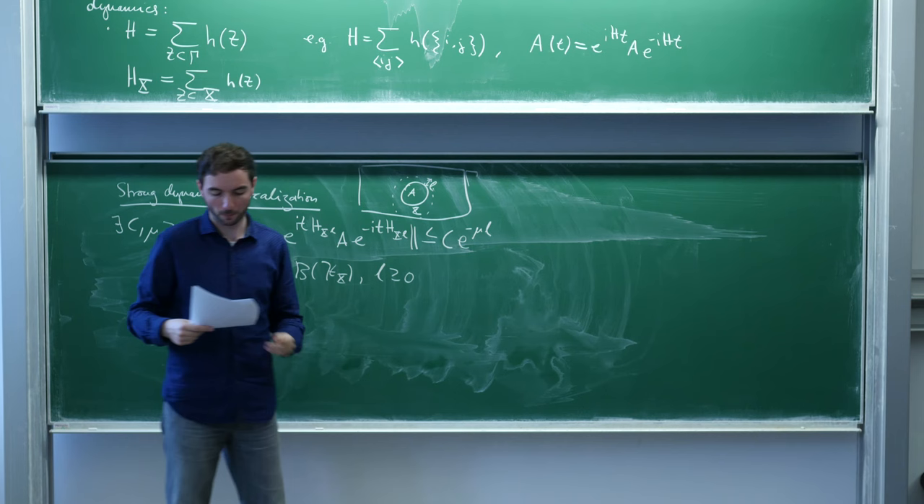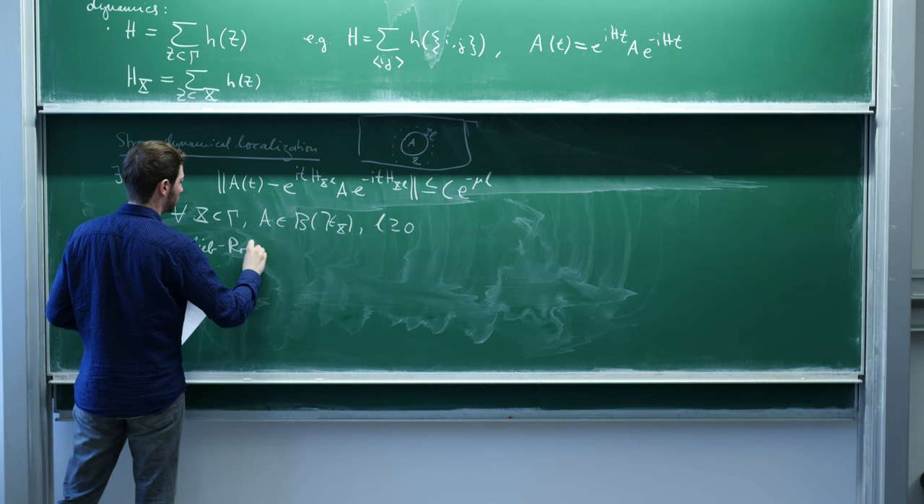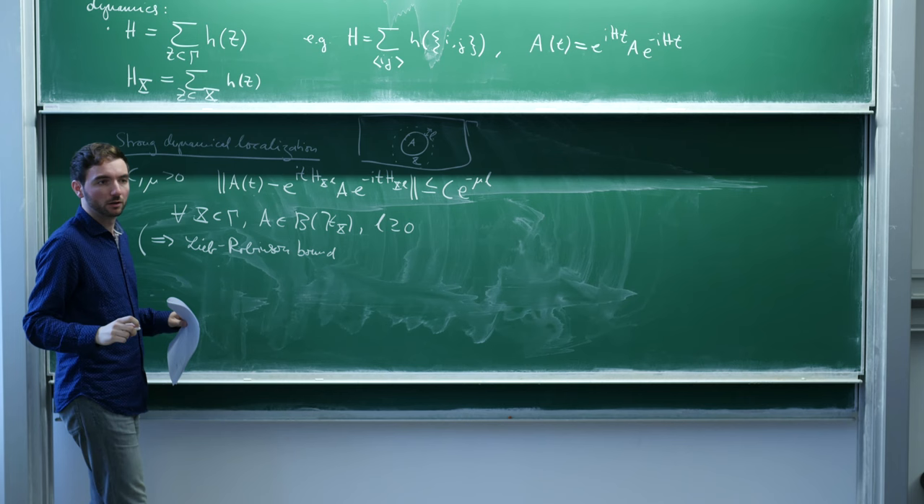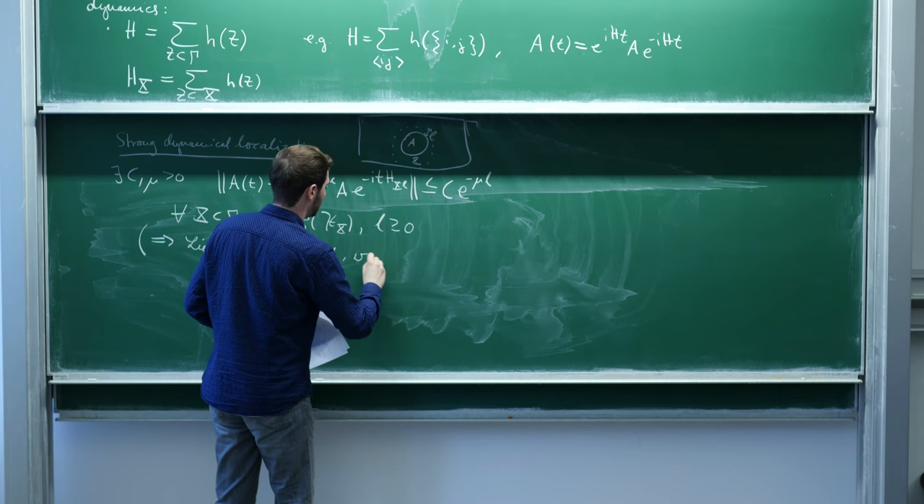This kind of bound, for those people who know this, implies a Lieb-Robinson bound. A Lieb-Robinson bound is something that holds for many physically reasonable Hamiltonians, but this implies a Lieb-Robinson bound with velocity zero, which is a very, very strict condition.